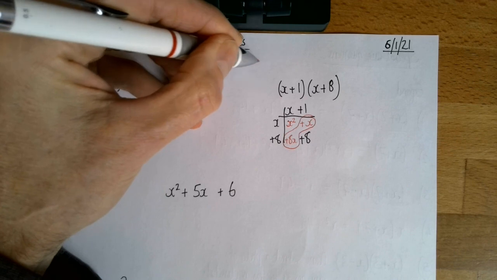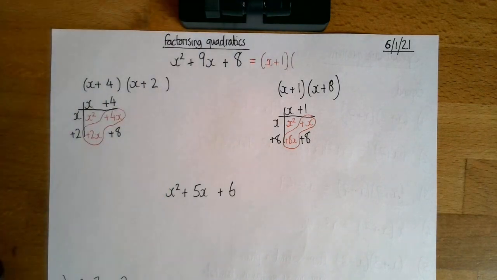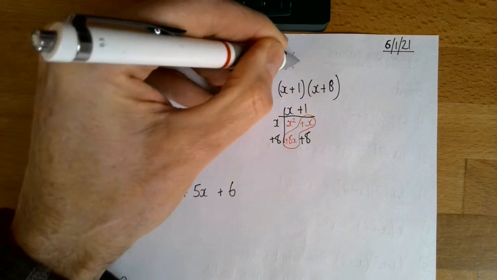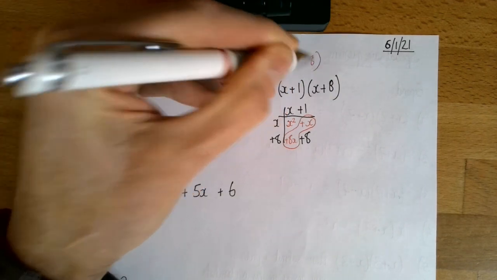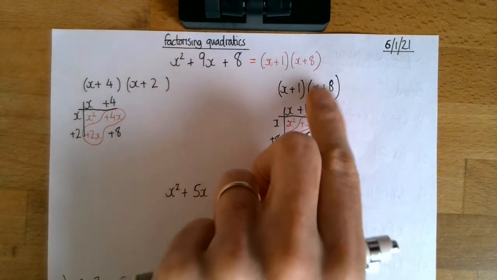So my answer to what do you get when you factorise x squared plus 9x plus 8 is that. I could also have written x plus 8, x plus 1. It doesn't matter which way around the two brackets go.